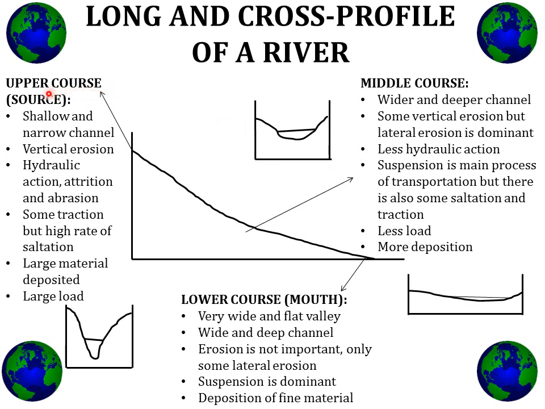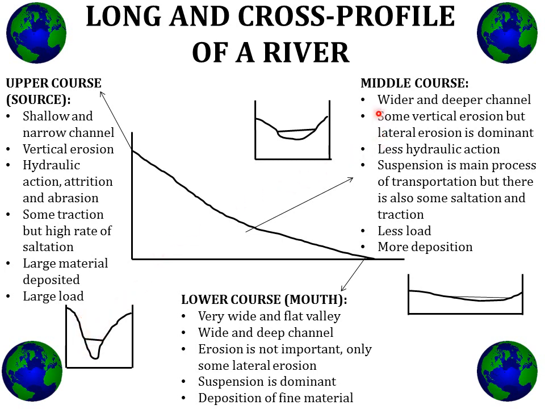Anyway, so the upper course, which is at the source, has a shallow and narrow channel. Vertical erosion is dominant here. Processes of erosion that are dominant include hydraulic action, attrition, and abrasion. There is some traction, but there's a high rate of siltation. There is a large load of material deposited. This is the cross profile of the river at the source. As you can see, it's quite narrow.